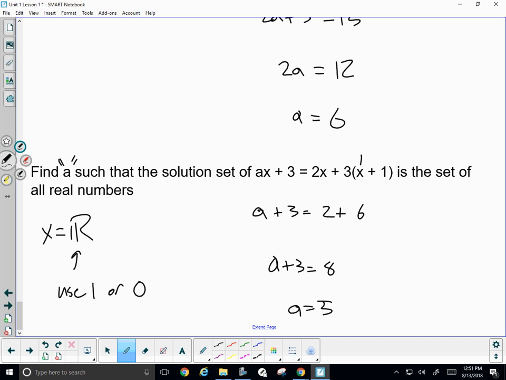You could even use 0, actually. But don't use 0 because that would get rid of a. So we don't want to remove our answer.